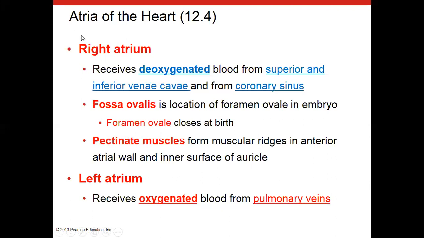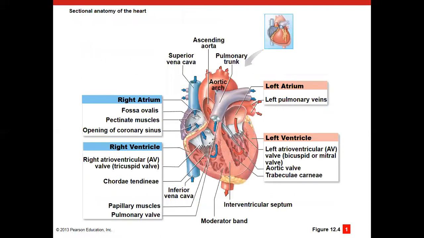So the right atrium receives deoxygenated blood coming back to the heart, as veins take blood back to the heart from the superior and inferior vena cava and from the coronary sinus. The right atrium then pumps blood to the right ventricle. The left atrium receives oxygenated blood from the pulmonary veins. So think, they're coming from the lungs. That should be oxygenated blood, right? So the pulmonary veins are bringing oxygenated blood to the left atrium, and then the left atrium pumps blood to the left ventricle.